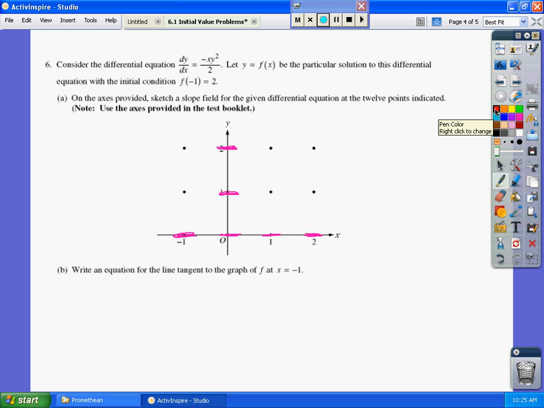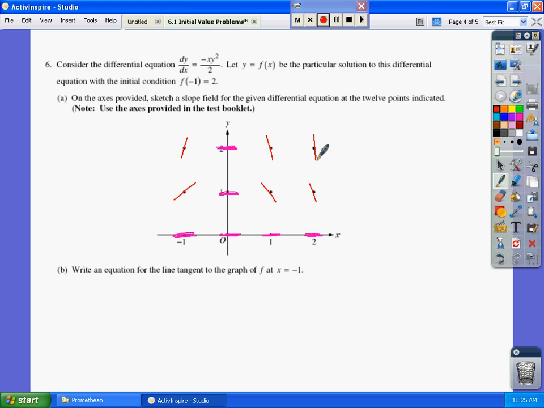So if my x is negative 1 and my y is 1, then I get positive 1. If my x is negative 1 and my y is 2, that'd be positive 4. If my x is 1, my y is 1, I get negative 1. If my x is 1 and my y is 2, I get negative 4. And then if my x is 2 and my y is 1, then I get negative 2. A little bit steeper, I guess. And if x is 2 and y is 2, I get negative 8, so it should be the steepest.